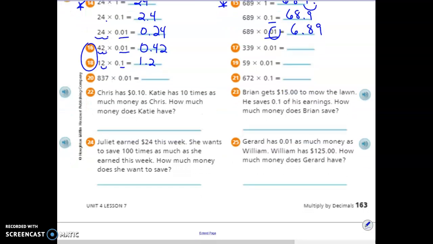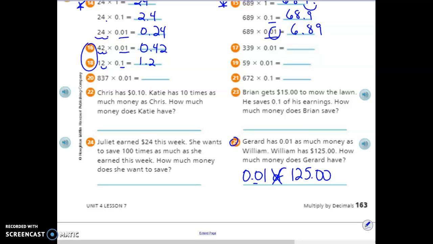All right, let's go down and try one of these problems down here. Number 25. Gerard has 1/100th as much money as William. William has $125, so how much money does Gerard have? So 1/100th, you know it's got to be less, right? So we're going to take 1/100th of 125. I'm going to leave off the dollar sign. Of means times, right? So you're multiplying by 1/100th.